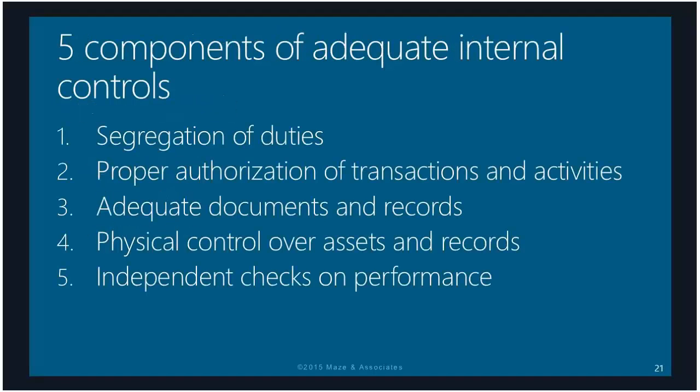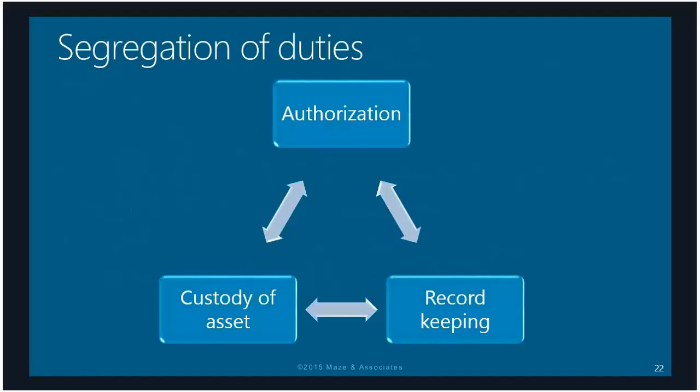The 5 components of adequate internal control, the first being segregation of duties. First I'm just going to flip to the next slide and then come back to this one. But segregation of duties, basically you want to make sure that authorization is separate from record keeping, which is separate from custody of assets. That is the best way to reduce the opportunity to commit fraud.